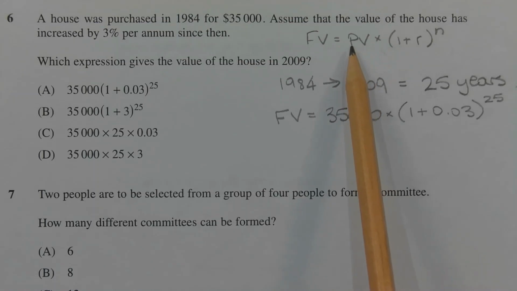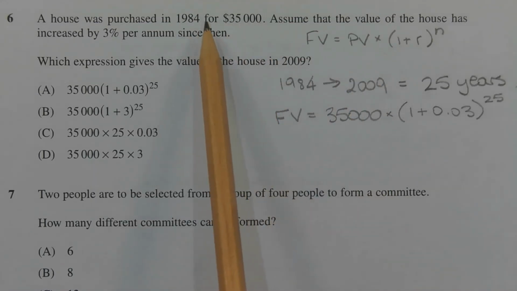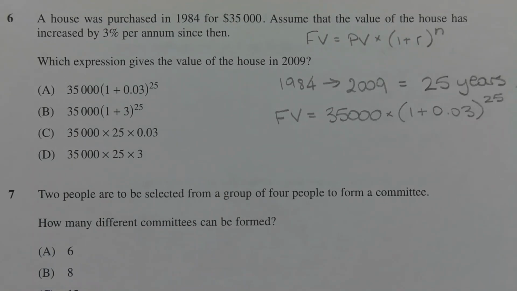Now in this case, the present value is $35,000. So that's the initial value of the house, or at least from the time we're measuring the increase from. R represents the percentage increase per annum or per period, and 3% as a decimal is 0.03, so we can express R as either a decimal or a percentage. Given the options, we're going to express it as a decimal.